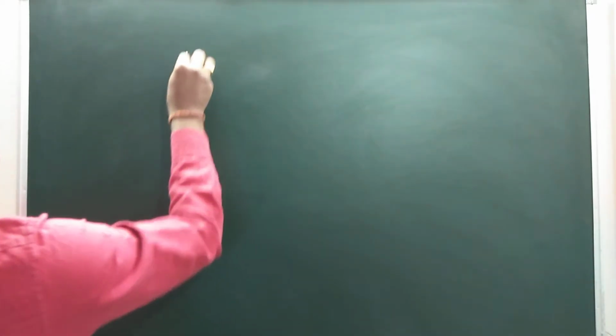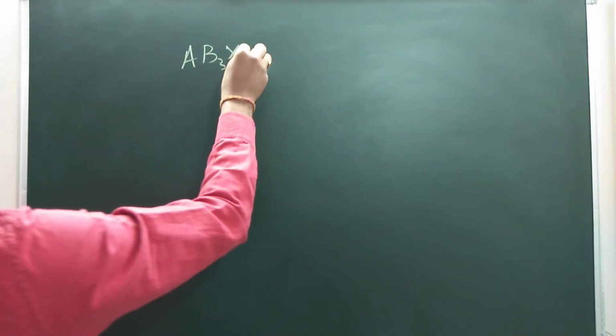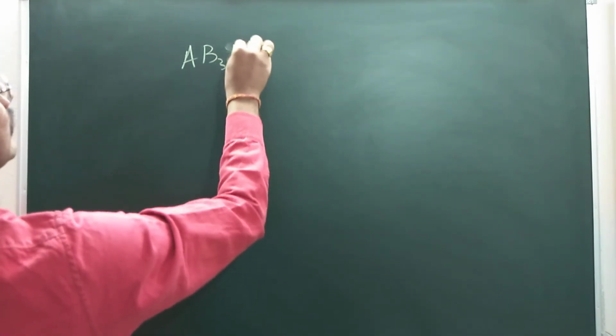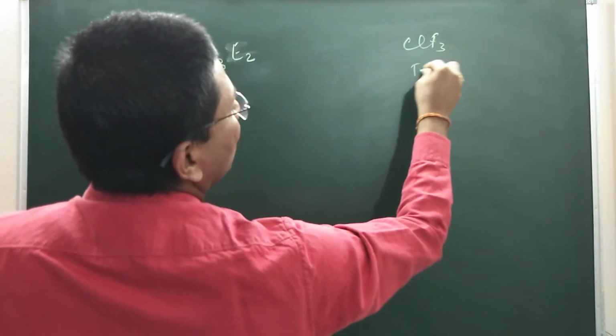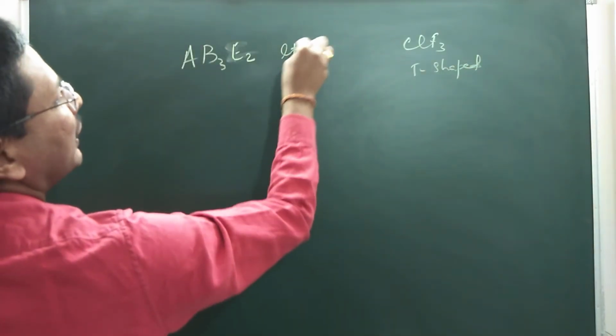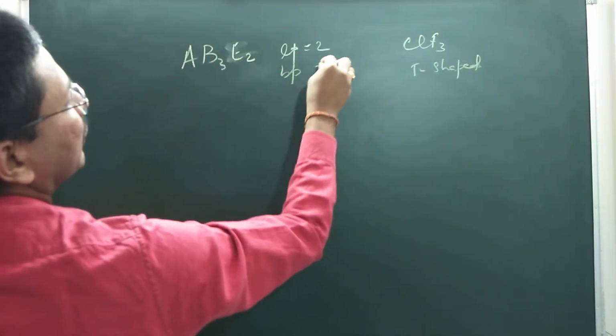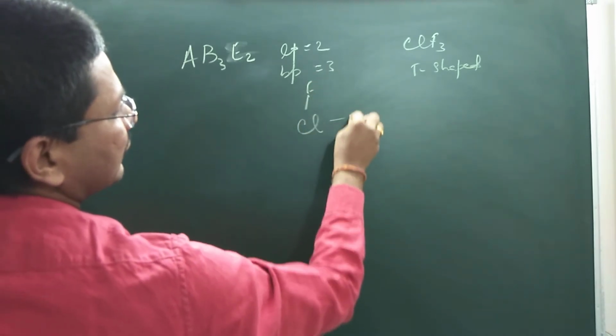Now let's see AB3E2 type. The common example is ClF3. The shape is almost T-shaped. Here lone pairs are 2 in number, bond pairs are 3 in number. So if you see the structure, it's almost like this.